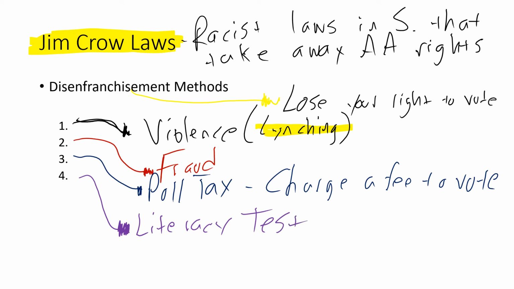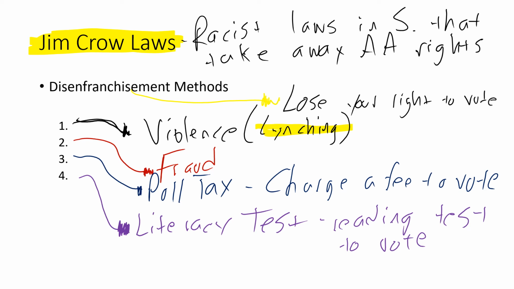And what a literacy test was, it was basically a reading test to vote. So let's say, once again, you've got this white guy in line, and you've got this African American in line. They get ready to vote. The white guy votes, no problem. When the African American gets to vote, they slap a 10-page document on the table. They say, sure, you can vote, but you have to be able to pass this test. You have to be literate. You have to be able to read and write to vote.